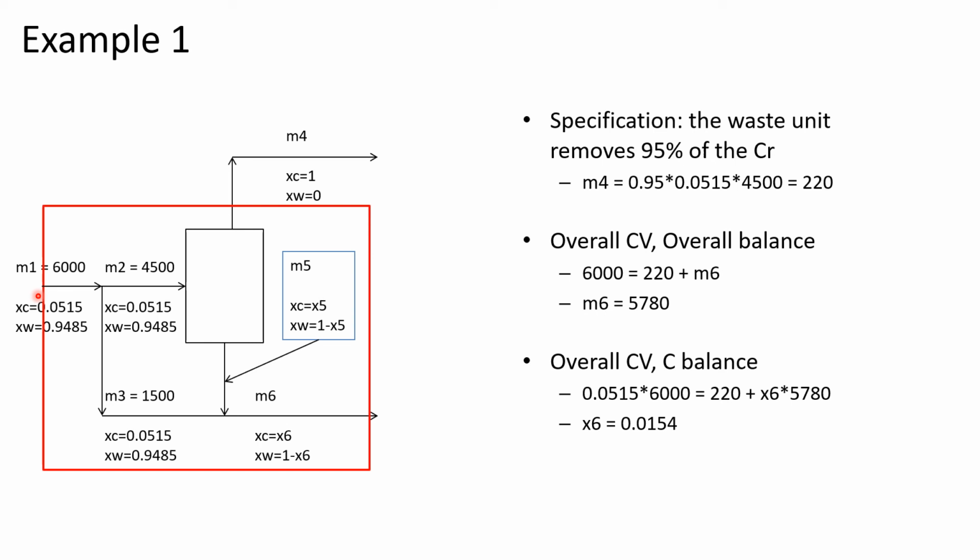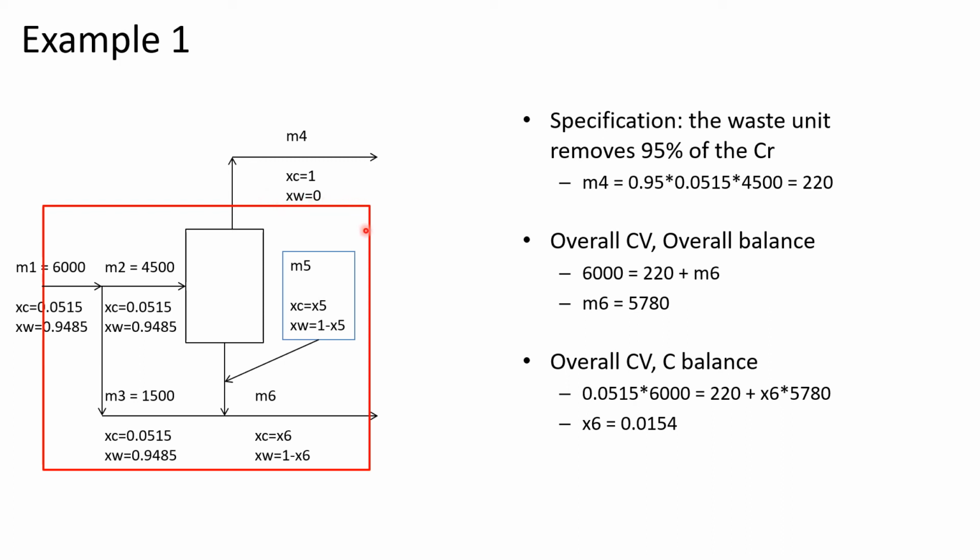We'll start with the stream M1 that enters on the far left. It flows in at a rate of 6,000 kilograms per hour. So we'll put 6,000 into our balance equation on the left-hand side of the equals as an input. Let's work our way clockwise around. The next stream that we encounter is M4, and that's an output from the control volume. So we'll put the flow rate of that stream, which we now know is 220 kilograms per hour, on the right-hand side of the equals as an output.